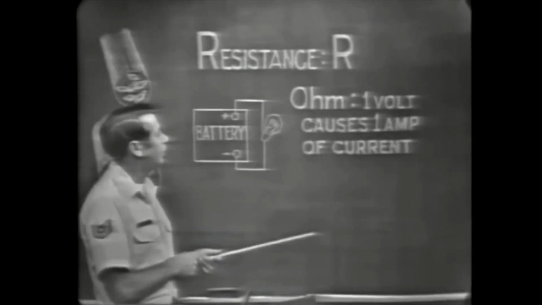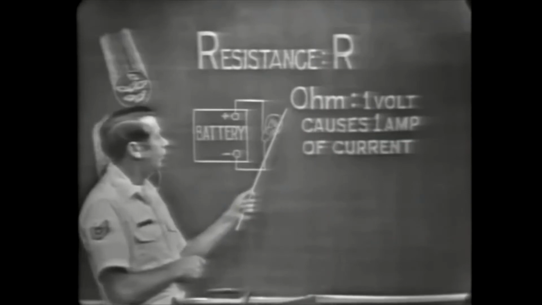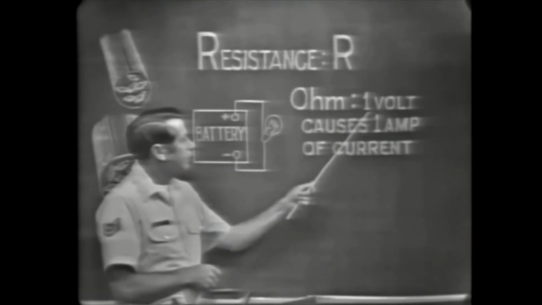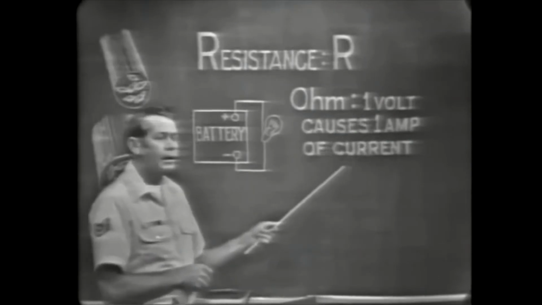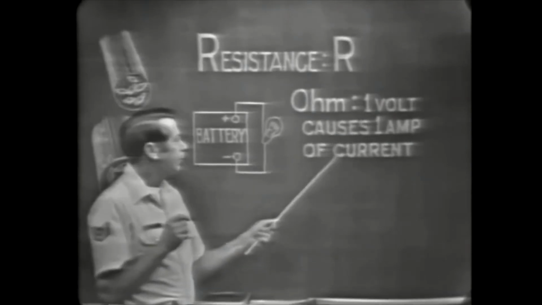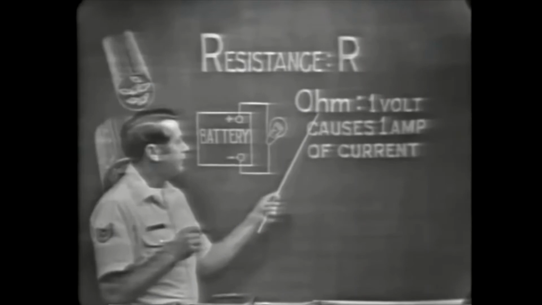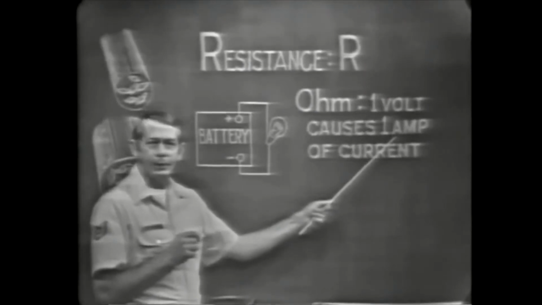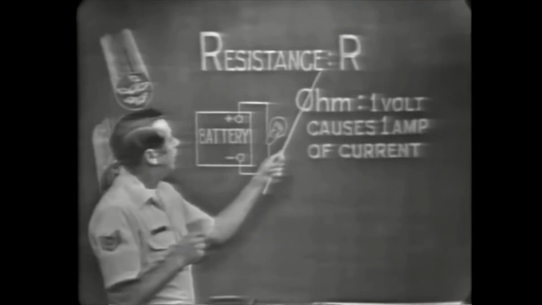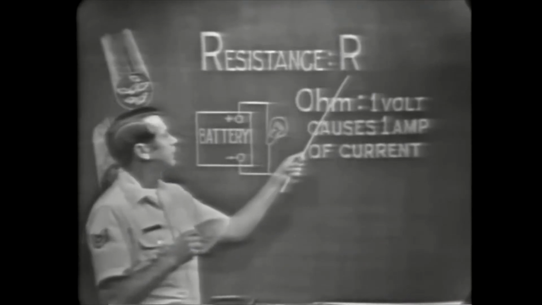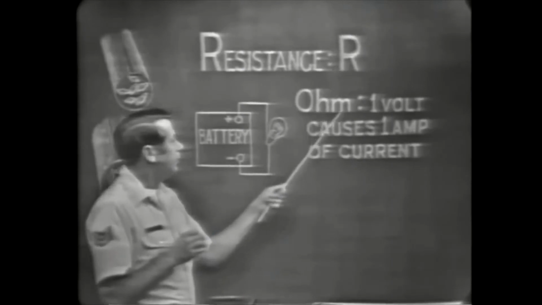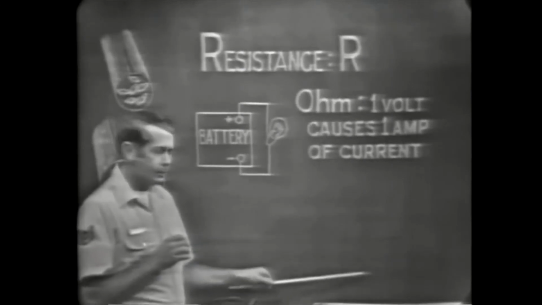Now, here's what an ohm is. If there's 1 ohm in the circuit, 1 volt will cause 1 ampere of current. So remember, 1 ohm of resistance means that it will limit the current from a 1 volt source to 1 ampere. Now, the symbol for resistance is the capital letter R. And remember, it's measured in ohms.